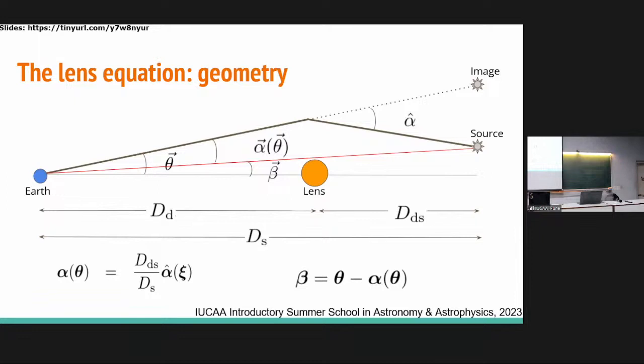You know about angular diameter distances or no? Yes, right? I mean, I see only you. Does everyone? It is covered, right? Okay. So these are angular diameter distances.